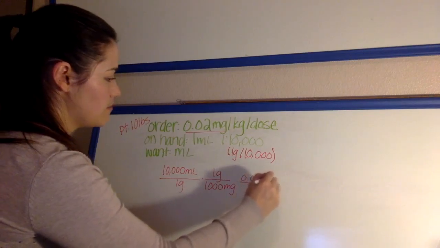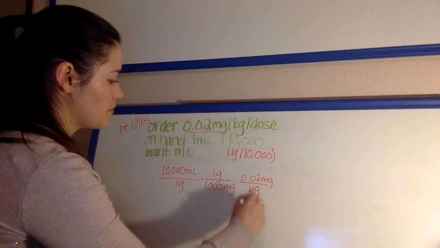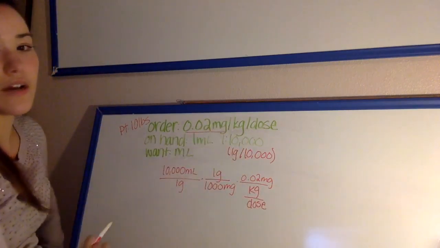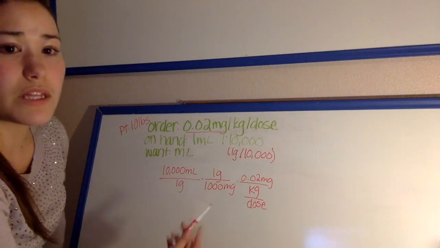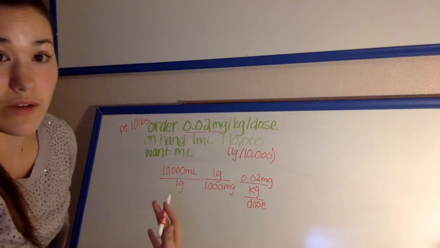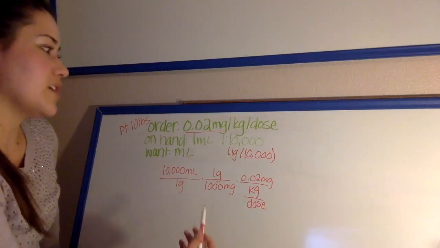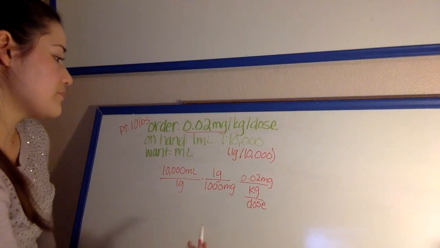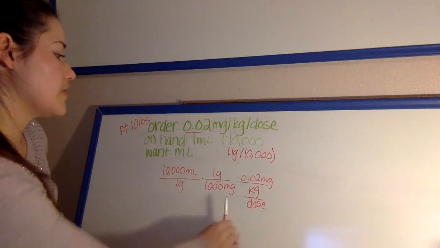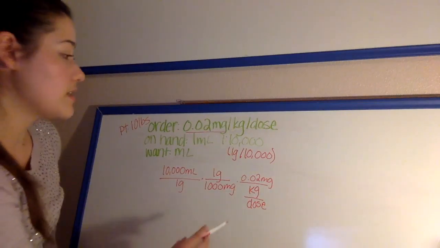Now I can take my 0.02 milligrams, and here I'm going to write my per kilogram per dose, because that's how the equation is written out here. This might confuse you a little bit. This is just how I do my math problems, so however it works for you, just stick with it. I don't want you to mess up your math because you're trying to do it my way. As of now, I found a way to cancel out my grams and my milligrams. Now I need to find a way to cancel out my kilograms.